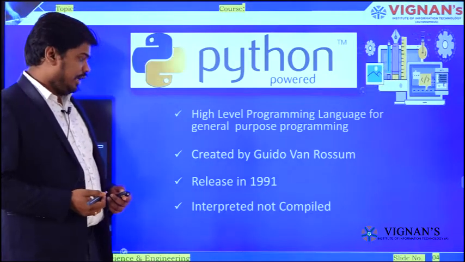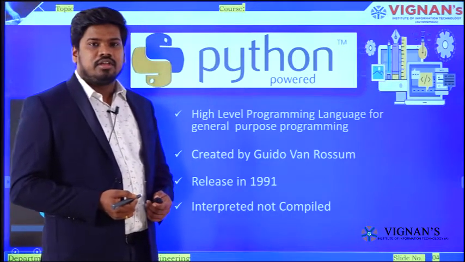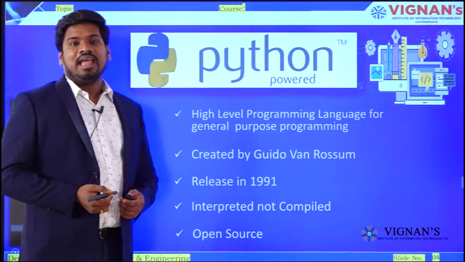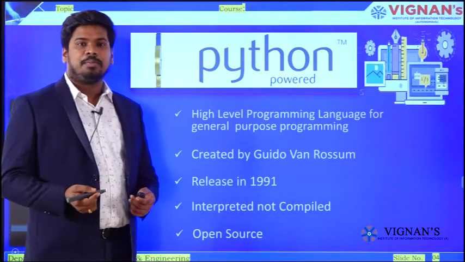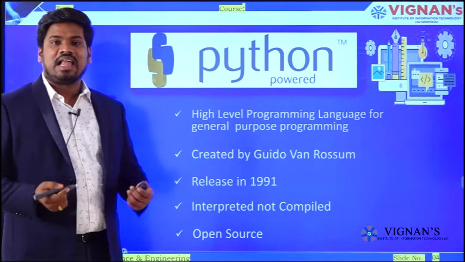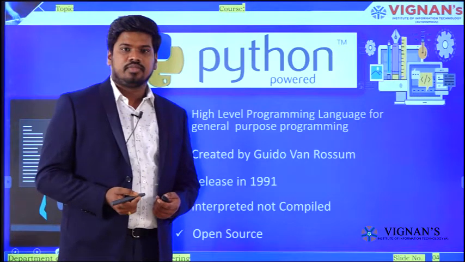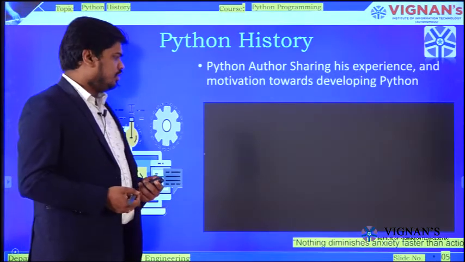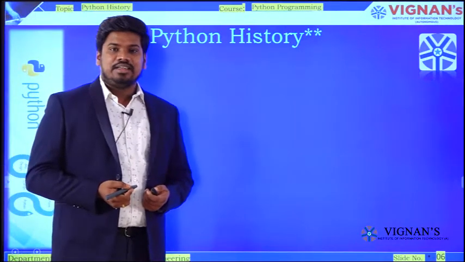Next, it is an interpreted language but not a compiled language. That is the beauty. And next, it is open source. That means anyone can use the software without any hurdles or problems, because the source code and bytecode of the Python interpreter are available at www.python.org. Remember these points. Coming to the next one, we will look at the Python history in detail.